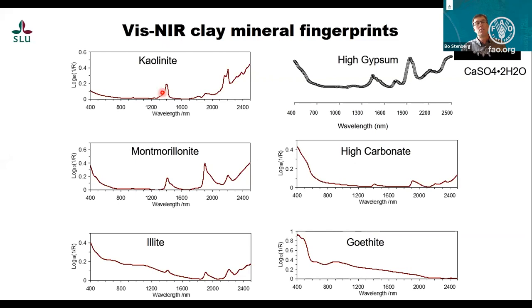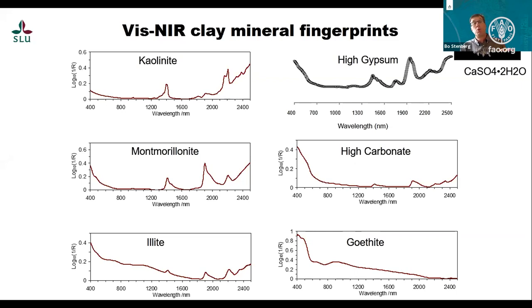And here, actually, it's not directly water. It's a hydroxyl group joined to the aluminium in the octahedral sheet on the mineral. And that we will find in other clay minerals as well. And sometimes that aluminium is substituted by iron or magnesium, and then you will find the absorption higher up. And that's what you can see here, and also in the illite.